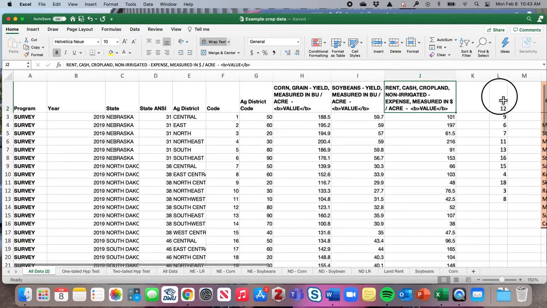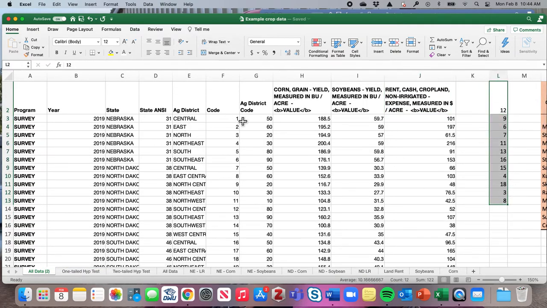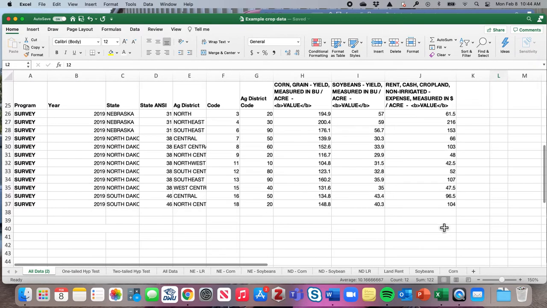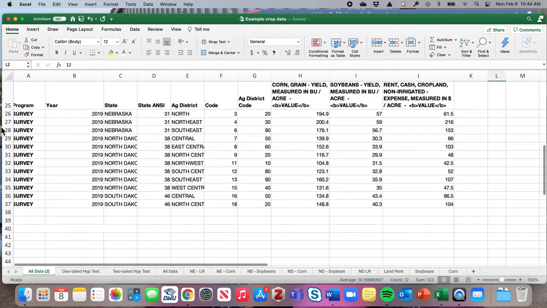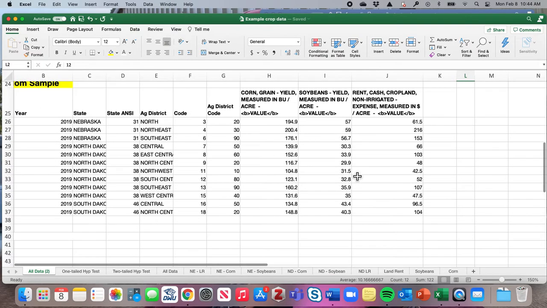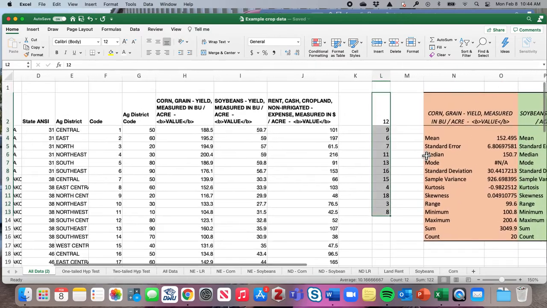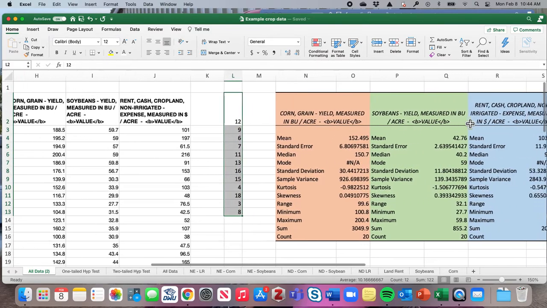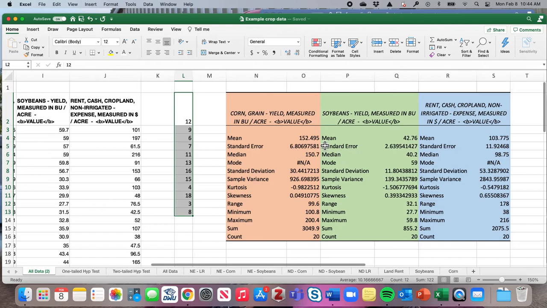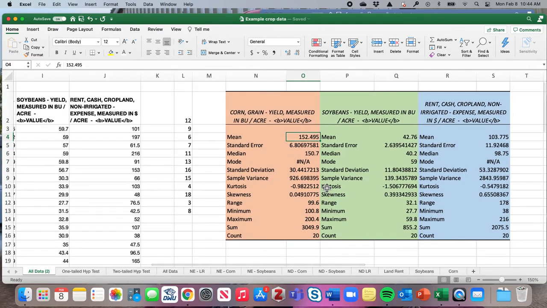I also did a random sample over here. I gave each one of them a code, and I calculated or used the data analysis to calculate a random sample of 12. So here are my 12 random data points down here, or my random sample. For my population, I have the descriptive statistics over here for each one. You can see the mean, median, mode, standard deviation, range, all of those things.